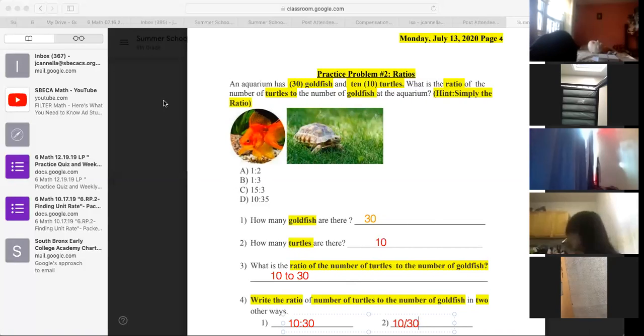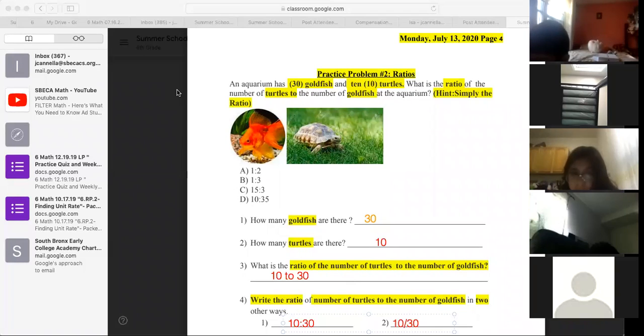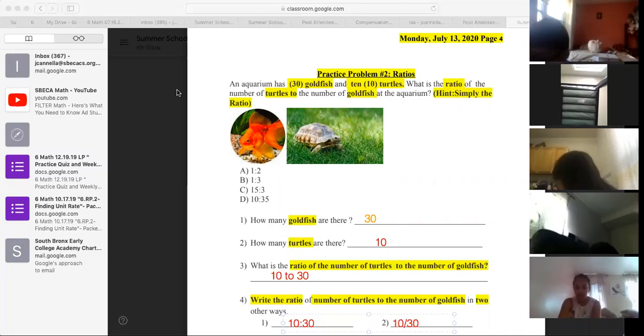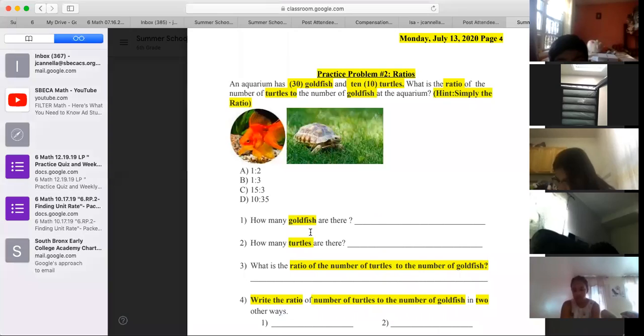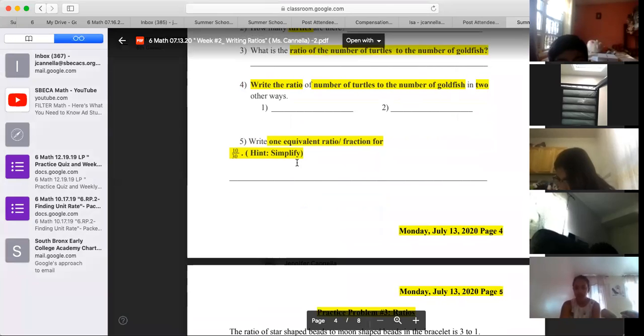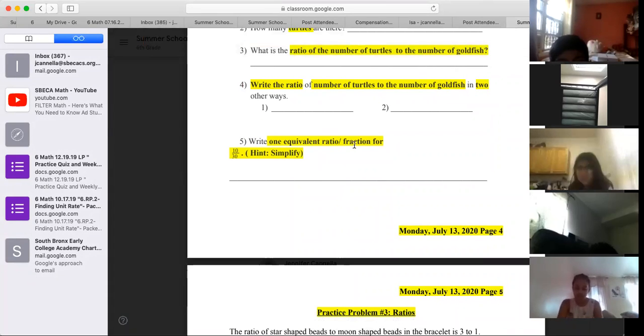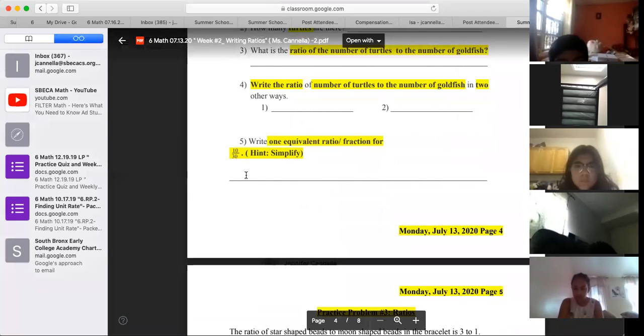Obviously, we didn't circle the answer yet because we didn't get there. That's why it's not circled. All right, let's erase it. 10 to 30, 10 colon 30, and 10 over 30. Okay, we got one more to do, then we pick the answer. Now it says, name or write one equivalent fraction for 10 over 30.